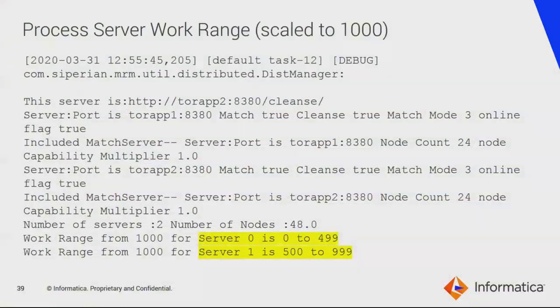Match batch distribution. So when we have multiple process servers and we want to distribute the work across them, we need to first figure out what process servers I have, and then figure out the relative power among my process servers. The way we do that is we read the CPU rating and multiply it by the number of cleanse threads to come up with some factor. This is done for all of our process servers to figure out how powerful they are in relation to each other. Depending on that power rating, we figure out what portion of this 1,000 work range can be assigned to an individual process server. So if I have two process servers of equal strength, they each get equal portions of what we call the work range, which is used for distribution in fuzzy matching.